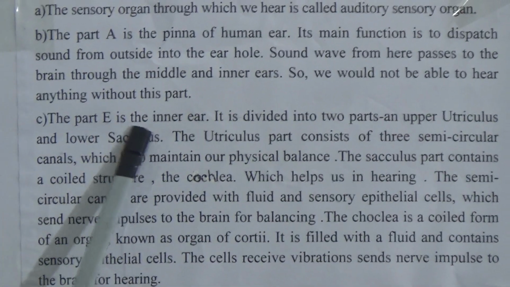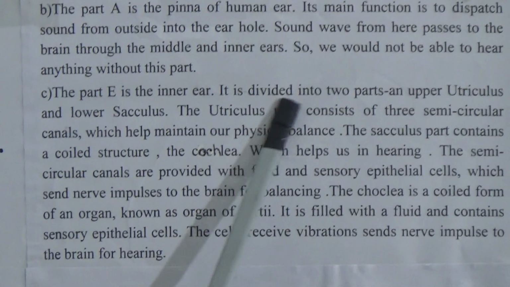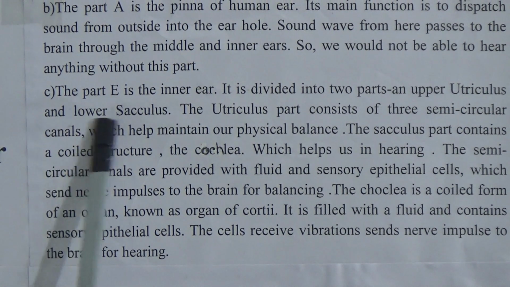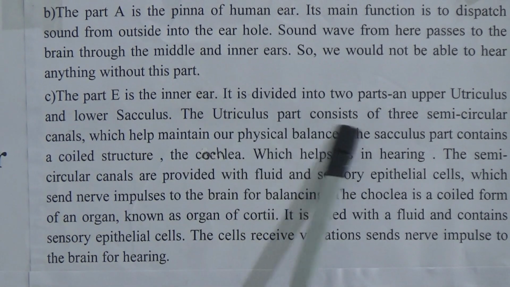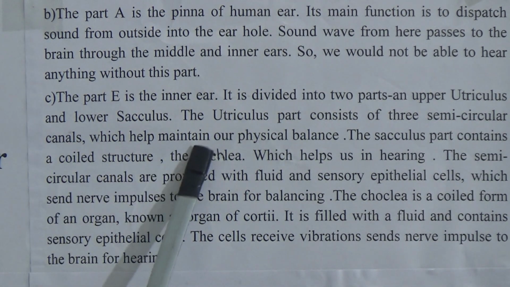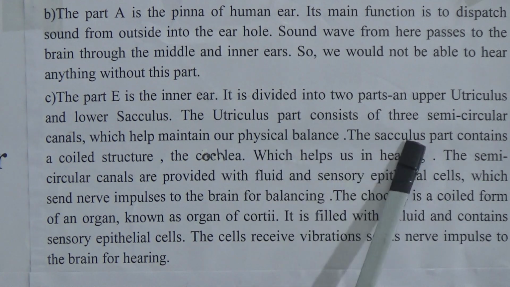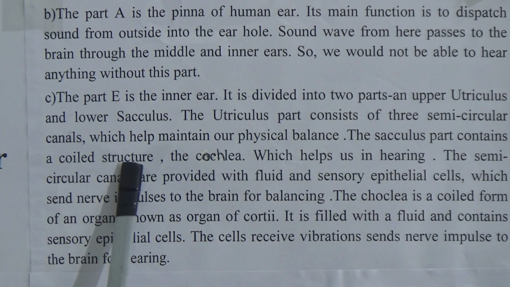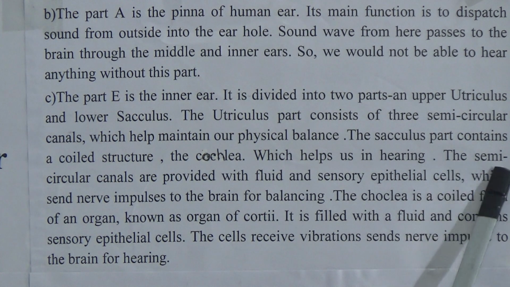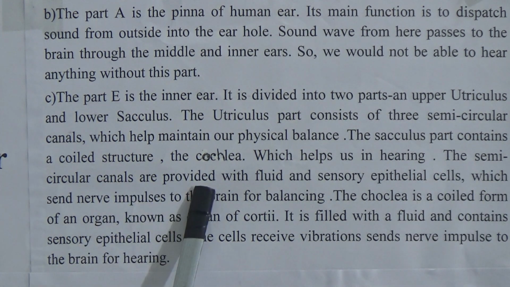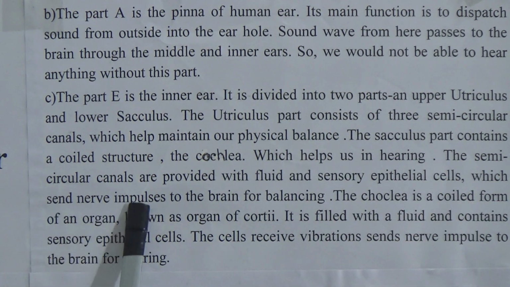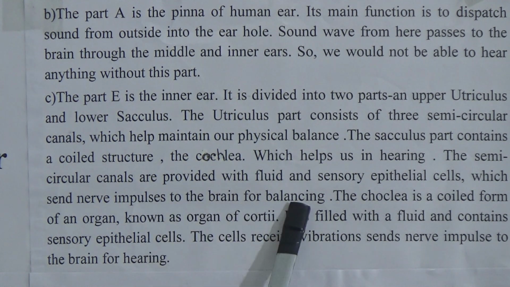The part E is the inner ear. It is divided into two parts, an upper utriculus and a lower sacculus. The utriculus part consists of three semicircular canals which help maintain our physical balance. The sacculus part contains a coil structure, the cochlea, which helps us in hearing. The semicircular canals are provided with fluid and sensory epithelial cells which send nerve impulses to the brain for balancing.